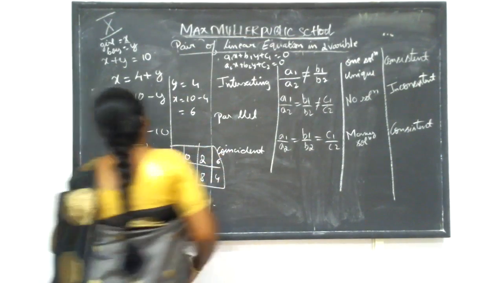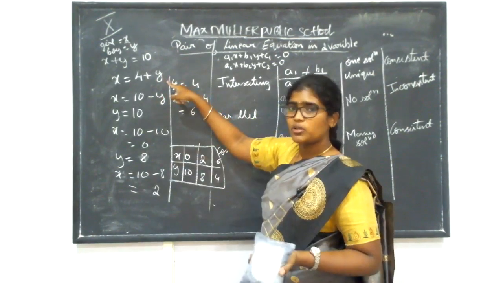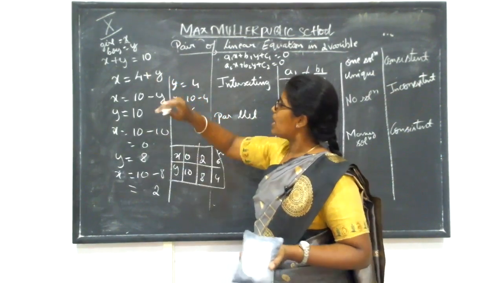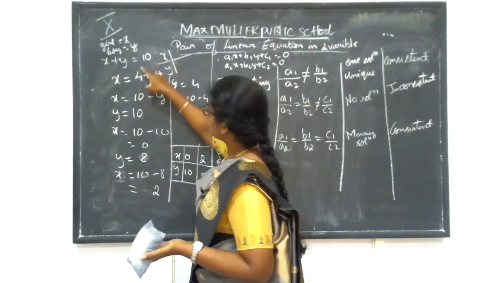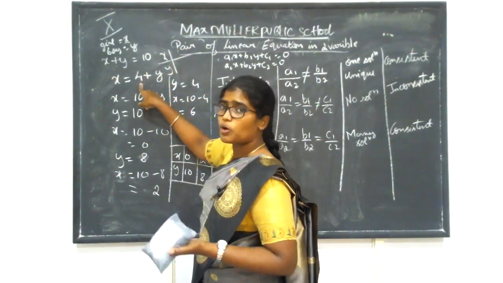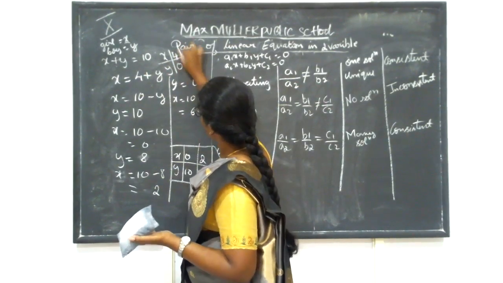Then what do you have? Equation number 2. So it is x equals 4 plus y. Here you can consider, if y is equal to 0, what happens to x? Let us write like that. If y is equal to 0, what happens to x? 4 plus 0 is 4 itself. So you get 4 when y is equal to 0.